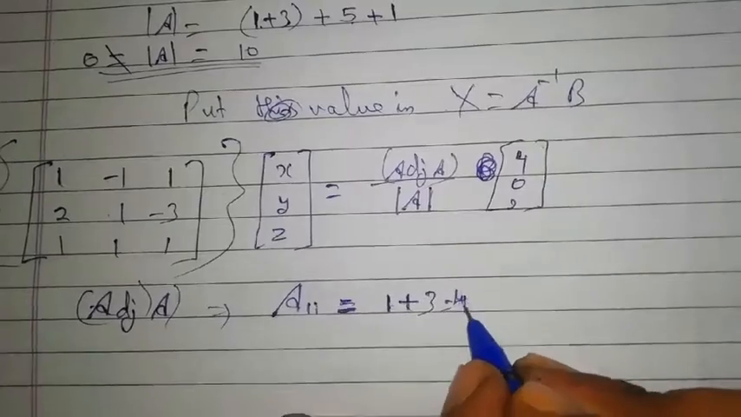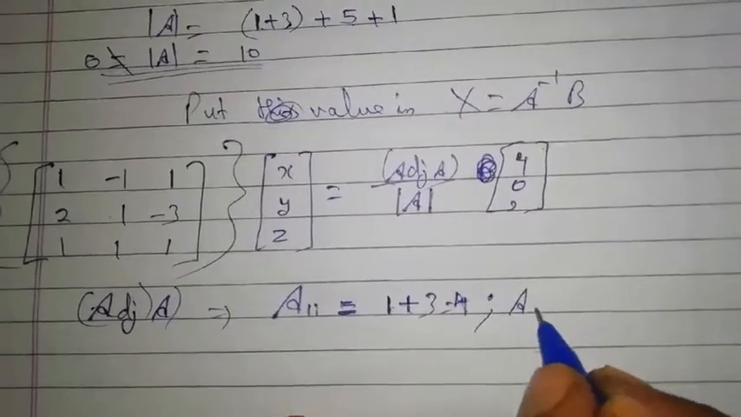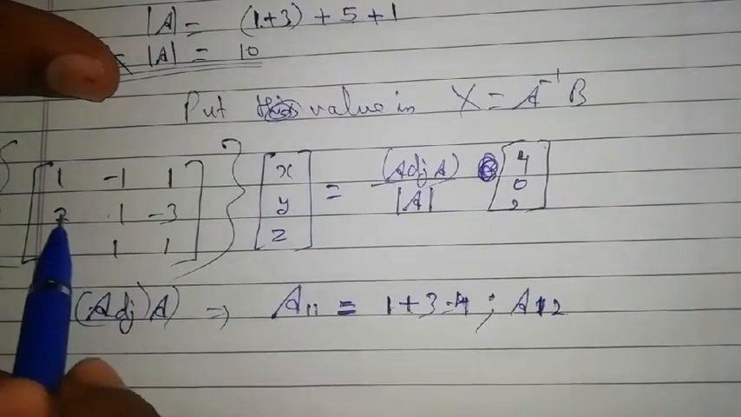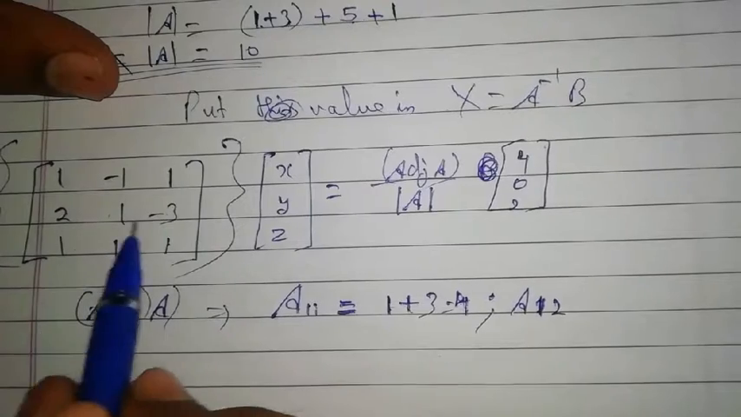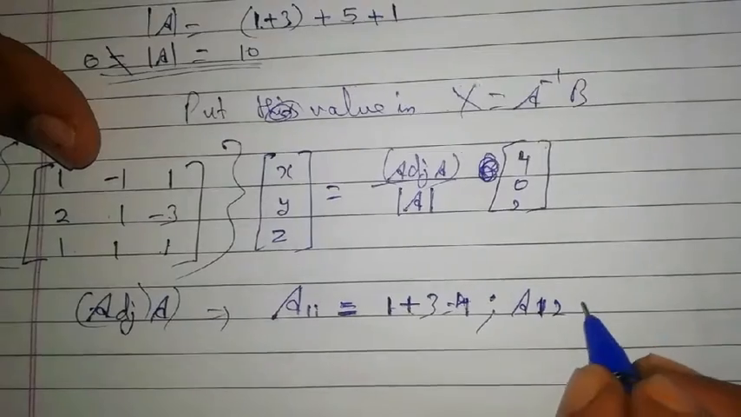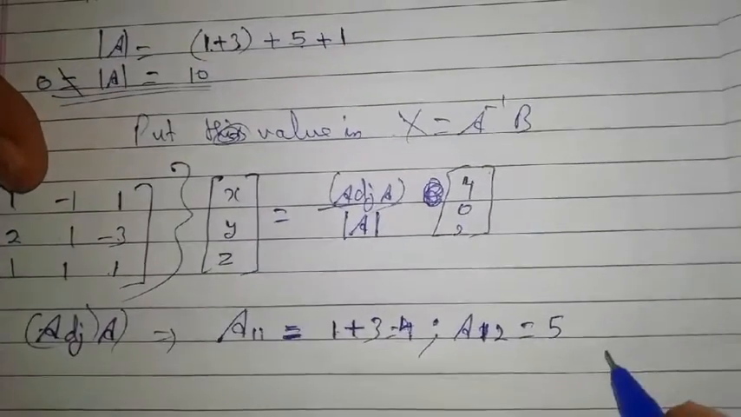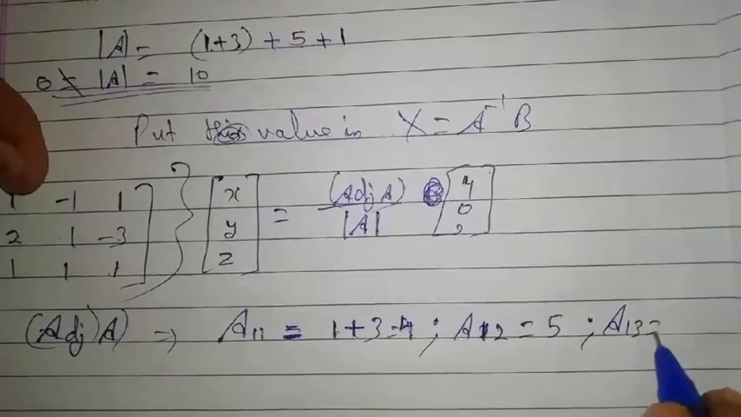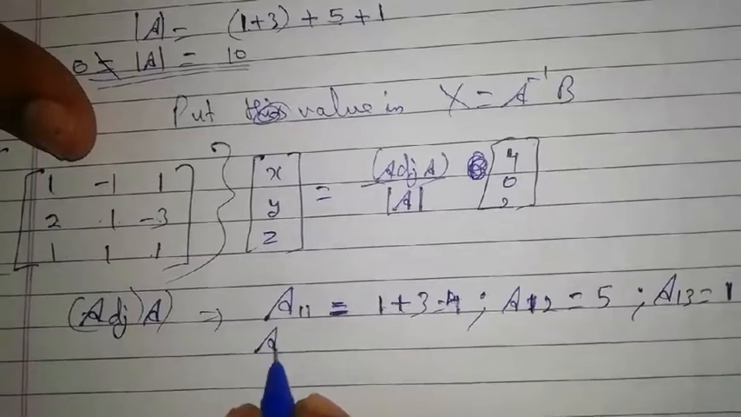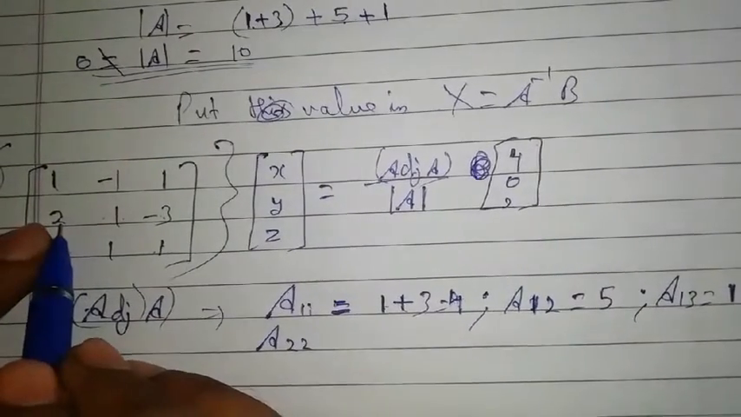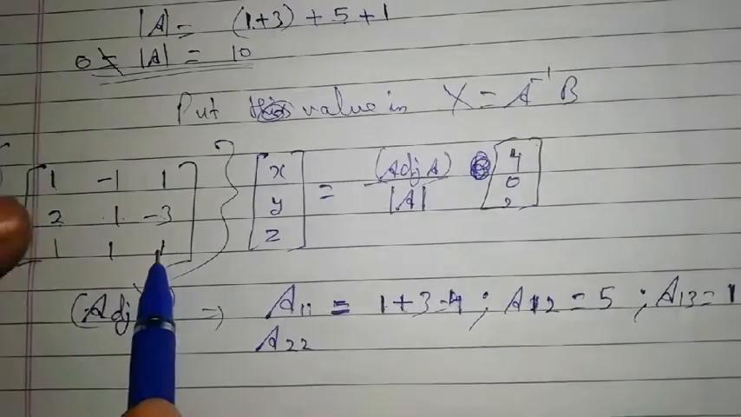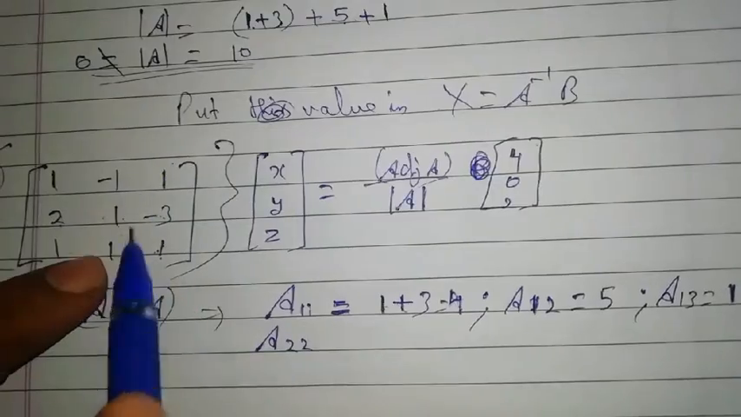Now A12, so this is A12. Okay, so the remaining elements will be 2 ones are 2, minus 3 ones are minus 3, so minus 3, 1, minus 3, and plus 2, 5. So total we have the value of A12 equal to 5. A13 is equal to 2 ones are 2 minus 1, so 1. Okay. Now A21, this is A21. Okay, so we will leave this row and this column. So we have minus 1 into 1, minus 1 and minus 1, so minus 2.